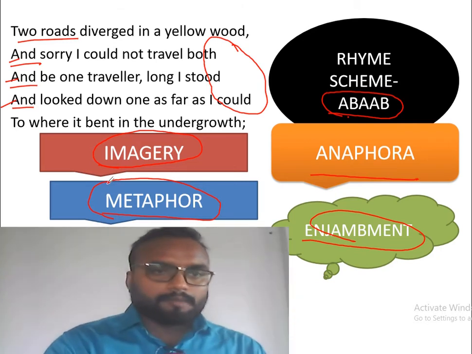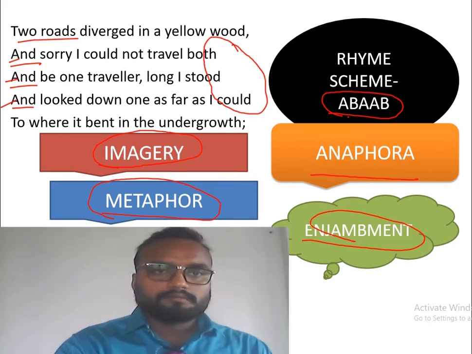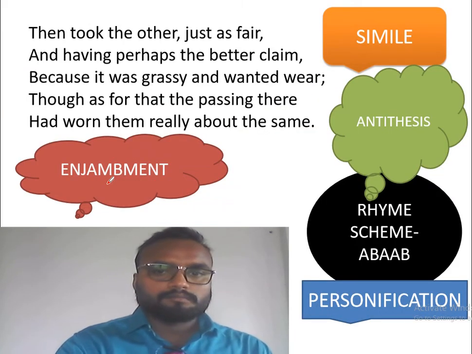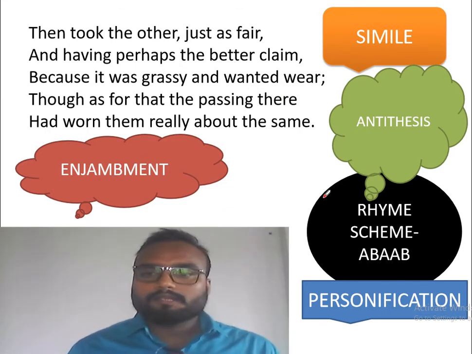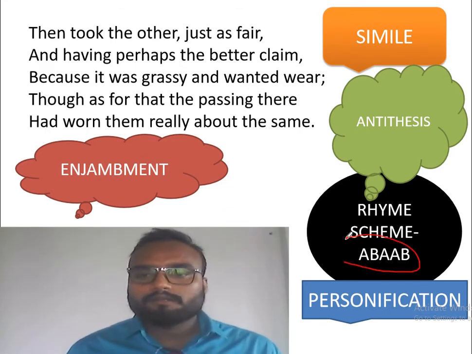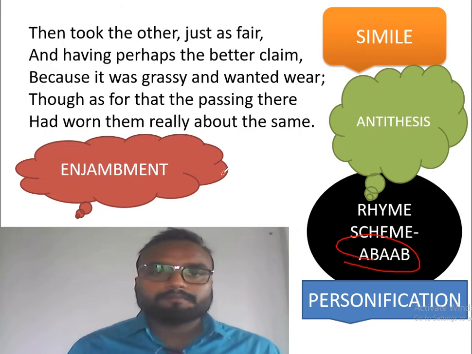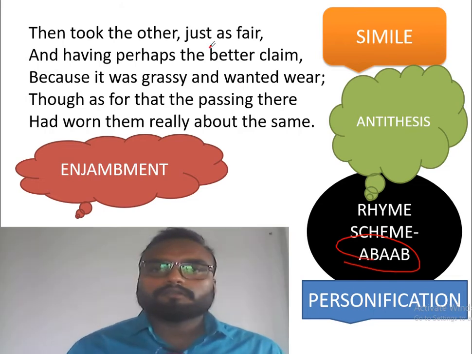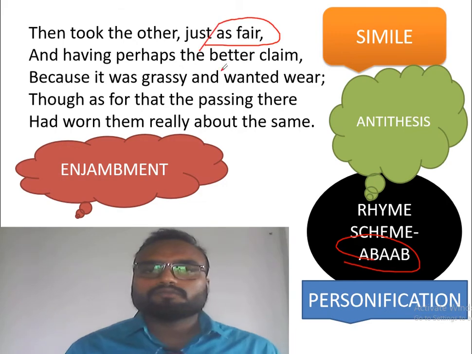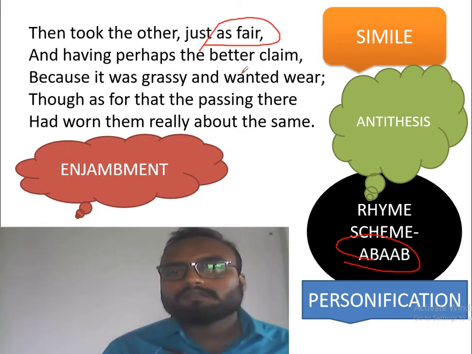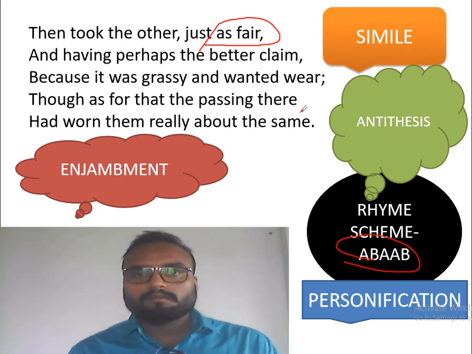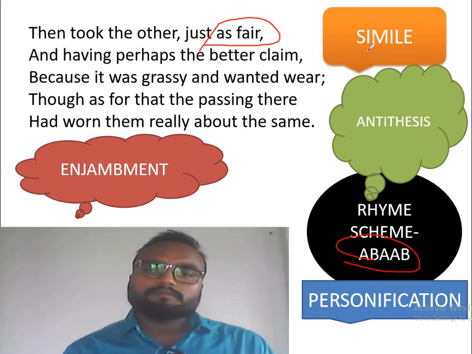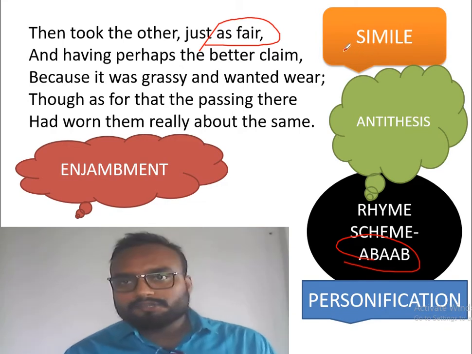Moving to the next paragraph. In this paragraph, the rhyme scheme I have already discussed, A B A B. Now in the first line you can see 'as fair'. So what is being done? The comparison is being made between the two paths, between the first and second path. So whenever a comparison is being made with the help of 'as' or 'like', it forms a literary device that is known as simile.